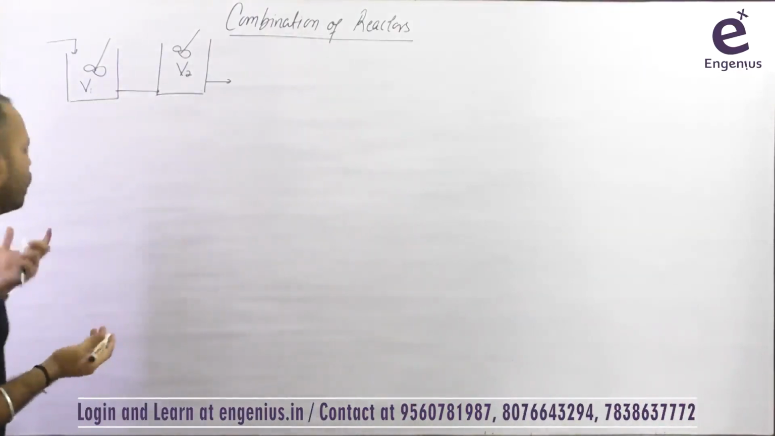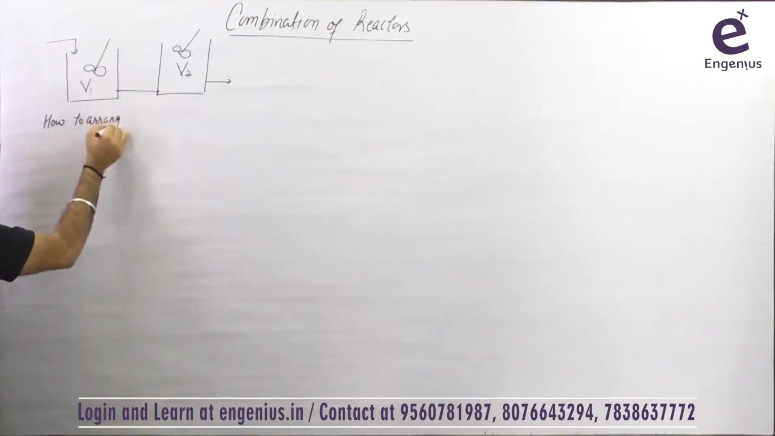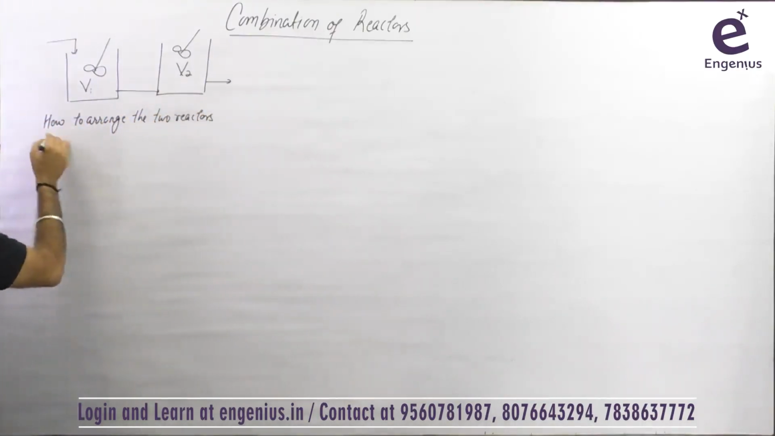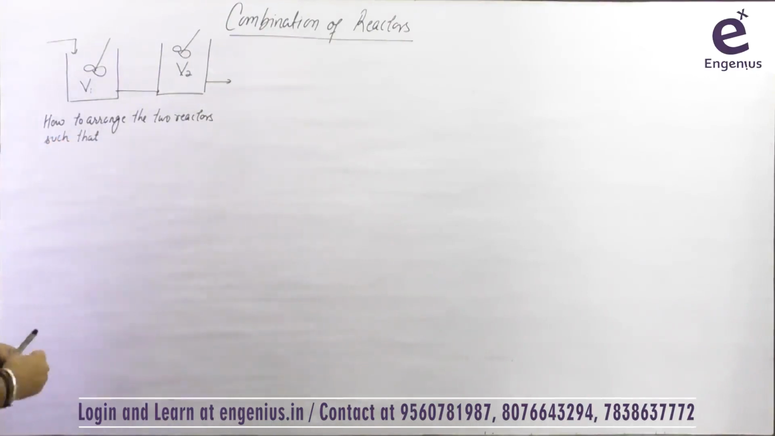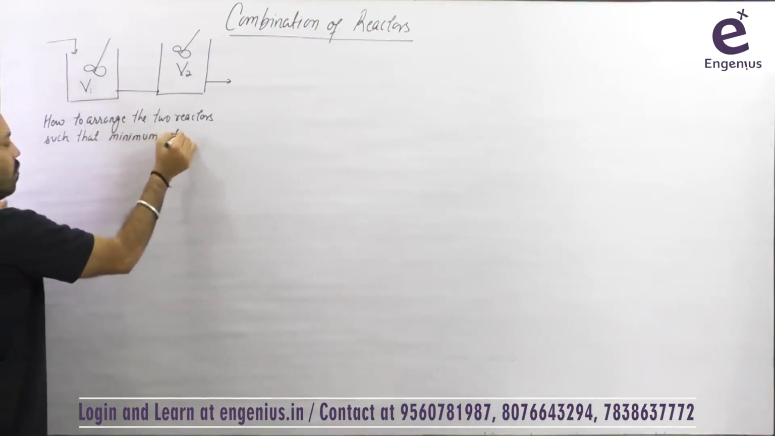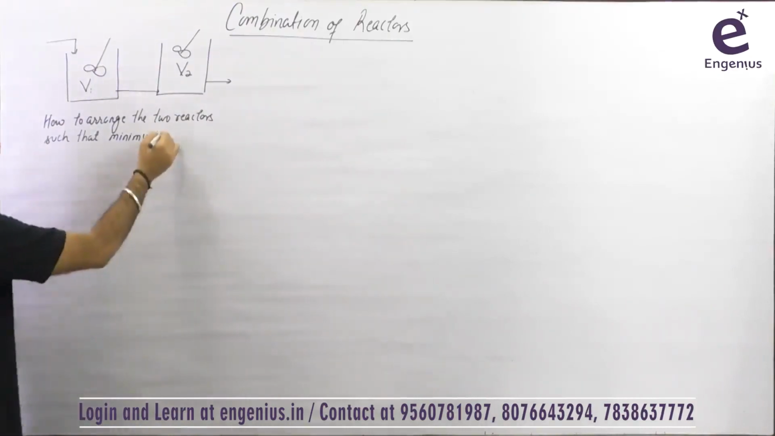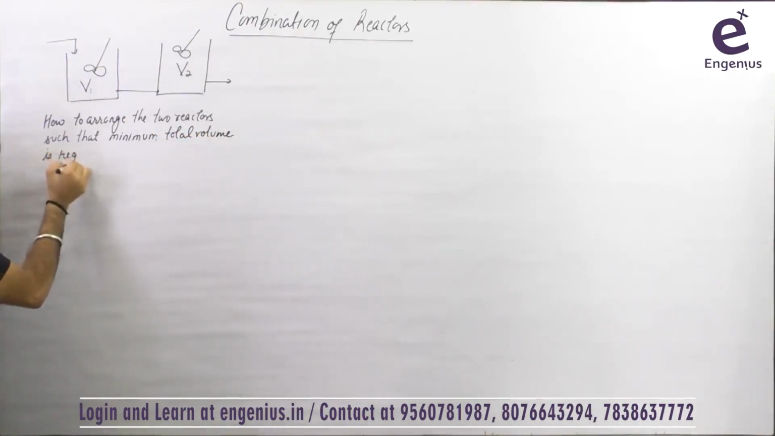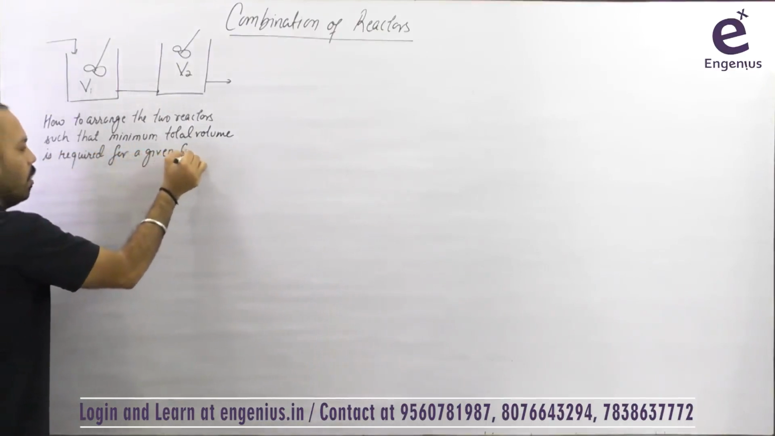That how to arrange, you can consider this in the form of a question. How to arrange the two reactors such that minimum total volume is required for a given final conversion? This is called arrangement of reactors, right?